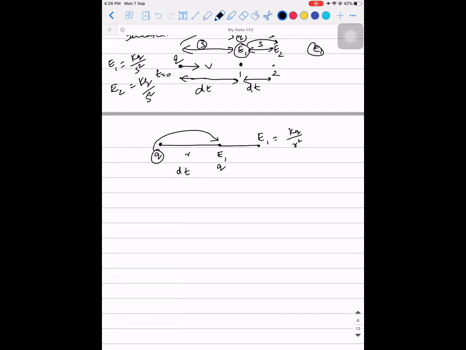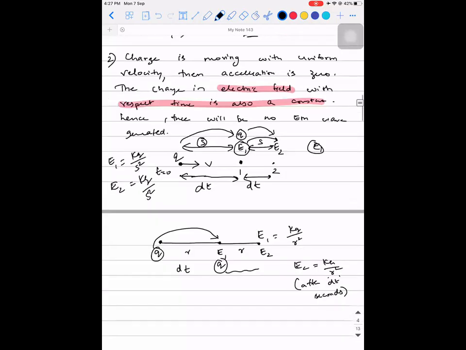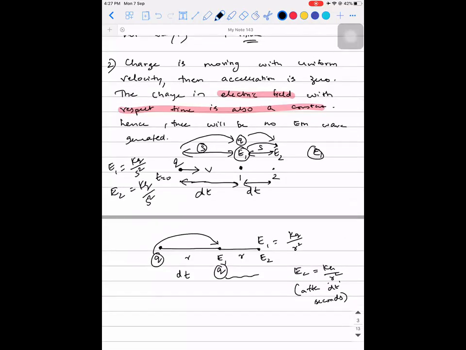If I take this as q, then at this instant, what will be the value of electric field at this point? E2. Again, this distance is r, so E2 will be equal to kq divided by r square, after dt seconds. So when you calculate the difference of electric field between certain instants, it remains constant. That is why, wherever you see the word relative in physics, it is always a comparative study. That is how you need to approach.